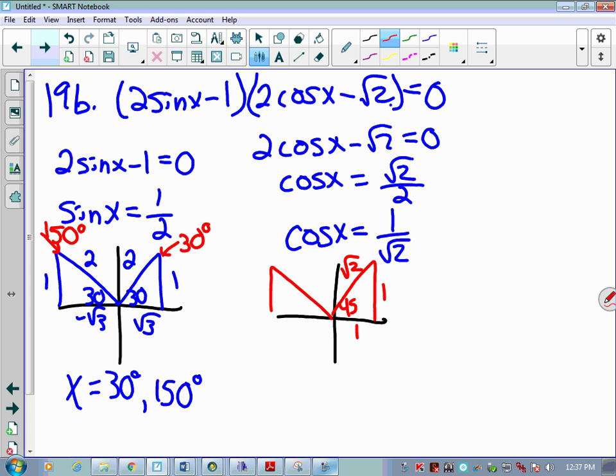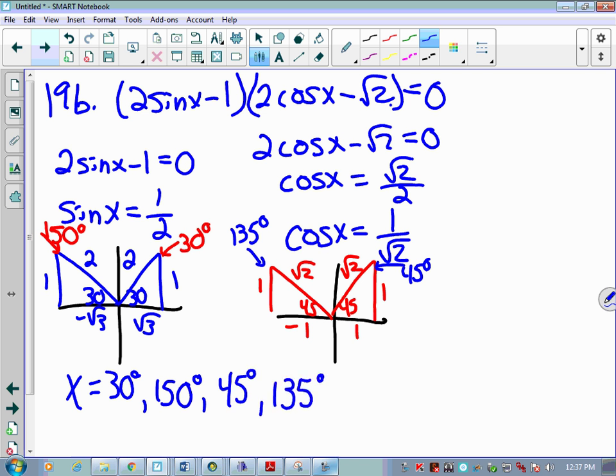We get the same thing over here. So this guy is 45 degrees. This one should be 135 degrees. So x equals those things. We can't go around again, so we're at 45 and 135. From here, we're going to convert these to radians by dividing by 180.